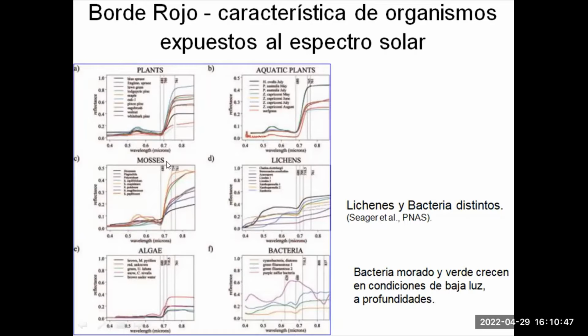So for plants, mosses, algae, and aquatic plants, all the plants which are at the surface of Earth, they reflect very strongly at 700 nanometers. But once you get down to the lichens and the bacteria, which are at the ground level under the canopy of the forest, then the red edge does not become very obvious. It starts to disappear. And when we get to the bottom of the oceans, for example, the bacteria at the bottom of the oceans, there is no red edge, or not a very definable red edge.